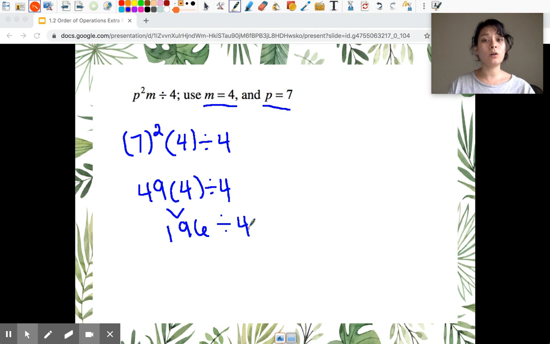Always make sure you're writing all of your work so you don't lose anything along the way. And then lastly, I'm going to divide.